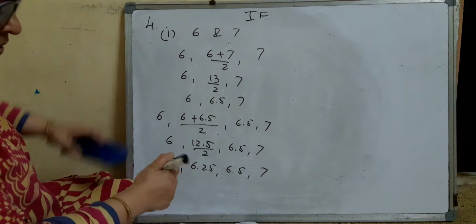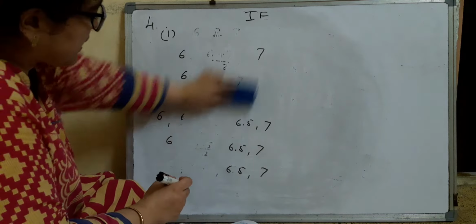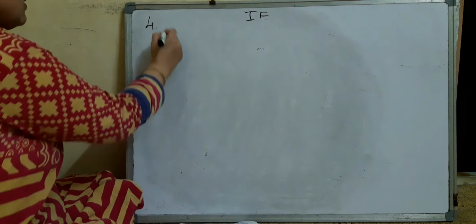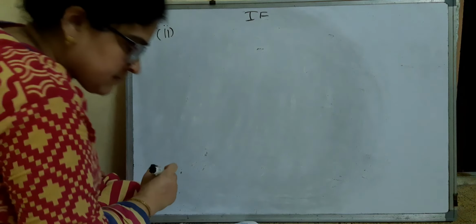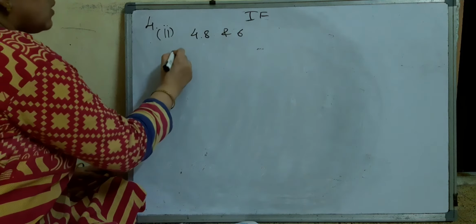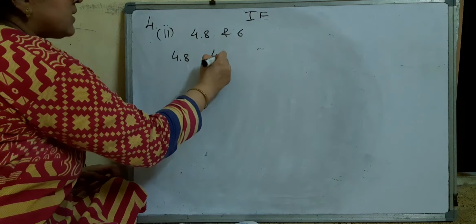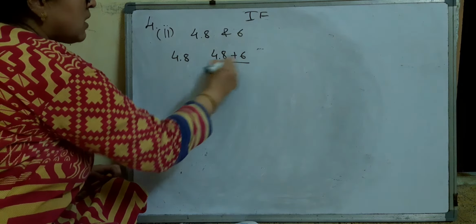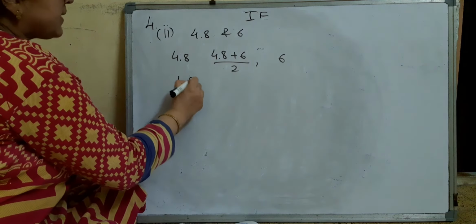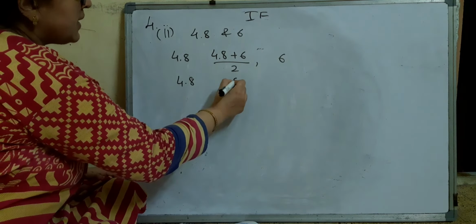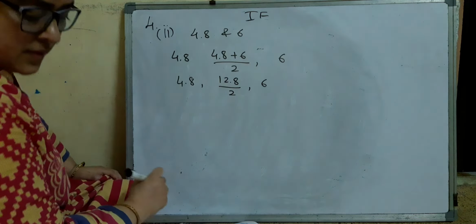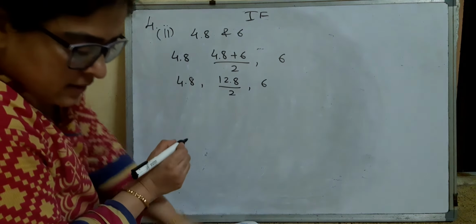Fourth question, fourth second sum. 4.8 and 6. Now you have to add 4.8 plus 6 upon 2. Right? So addition of this is 12.8 upon 2.